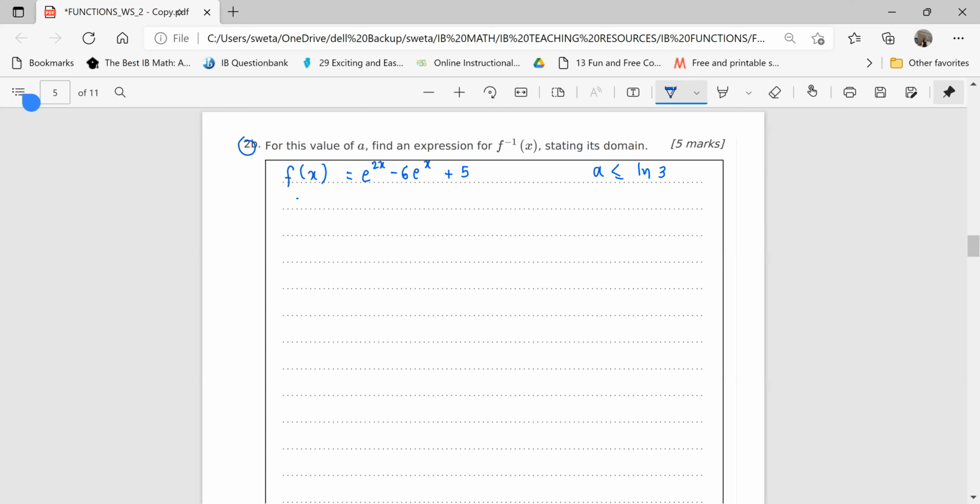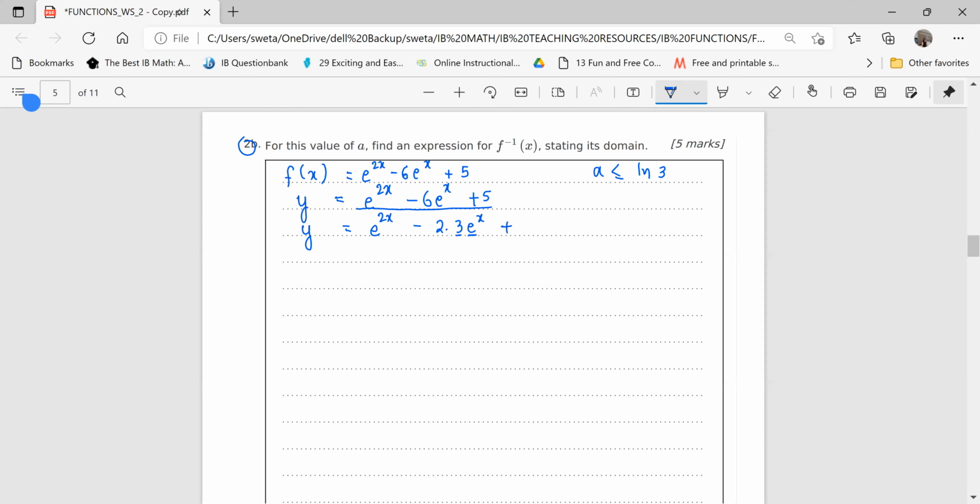First of all, let's write f(x) as y is equal to e to the power 2x minus 6 e to the power x plus 5. Now we want to be able to make x the subject of this equation. So how can we do that? If you observe a little bit, you will see that we can write this as a whole squared. How? e to the power 2x minus 2 times 3 e to the power x plus, so our a is e to the power x and b is 3.